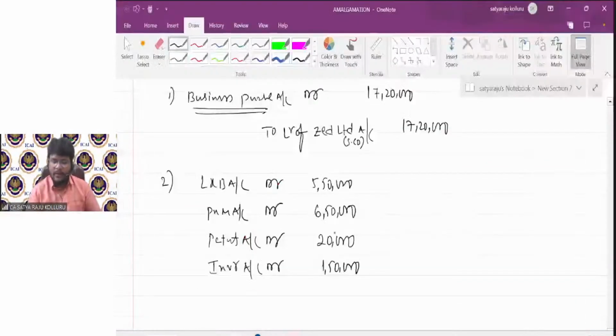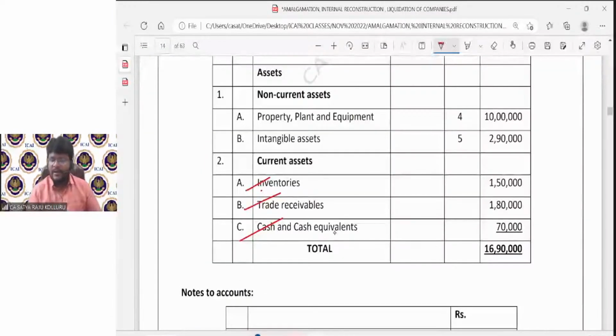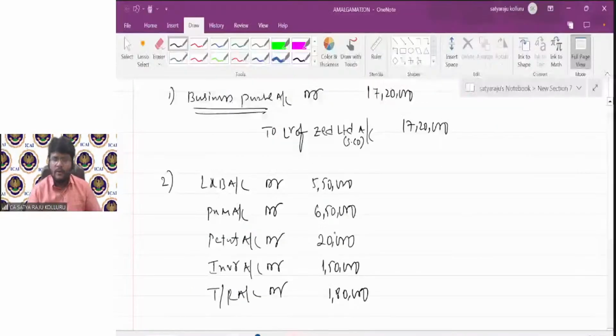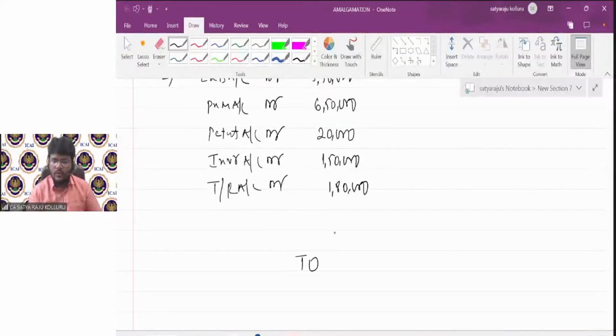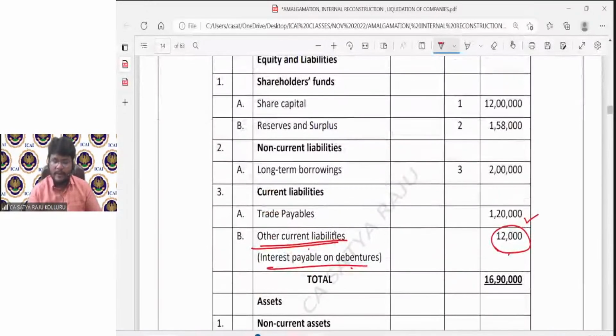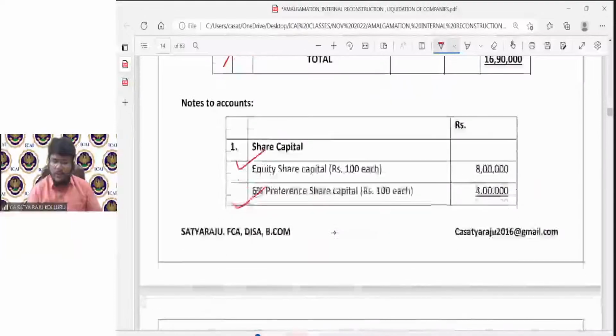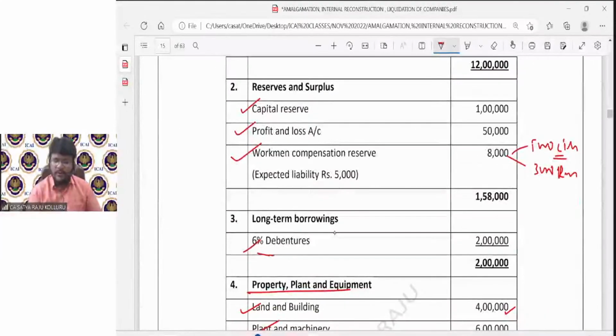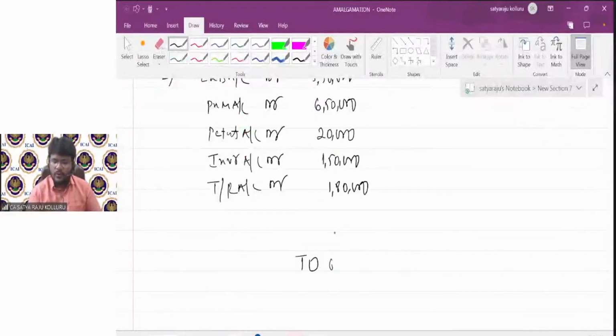Next, trade receivables at 1,80,000. Can I consider cash and cash equivalents? Cash and cash equivalents is not taken over by the purchasing company. Okay. Now you can come to the liabilities side, guys. Under liabilities, consider one by one. Under long-term borrowings, what is the component? Debentures, 6% debentures of the selling company.